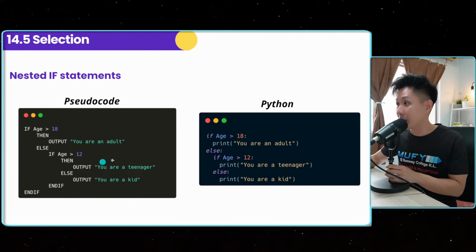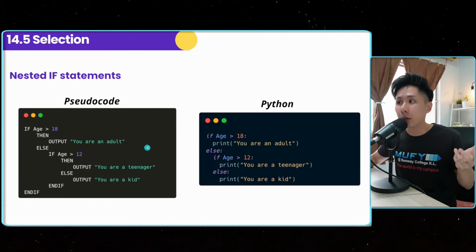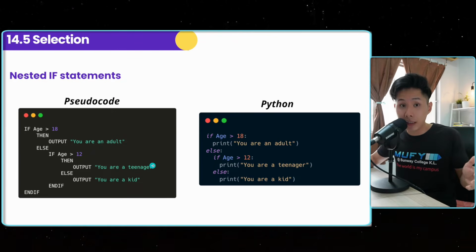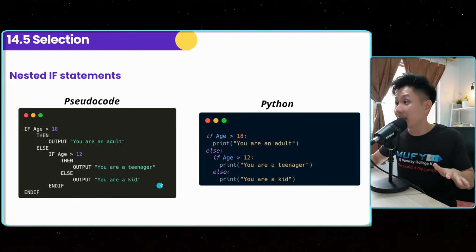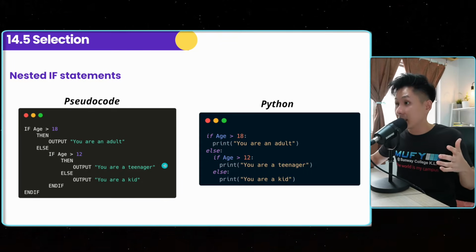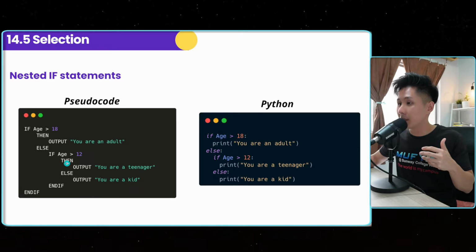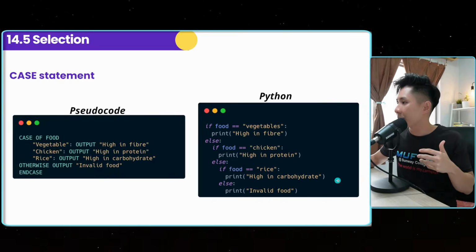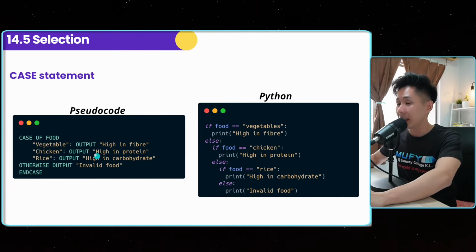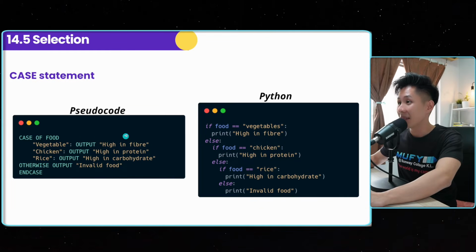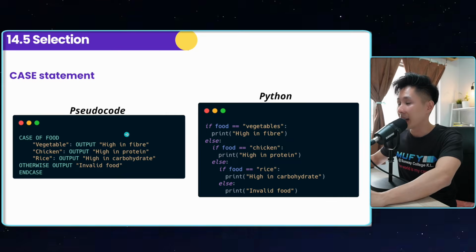And nested if statement. Nested if basically means that you put an if statement inside an if statement. It looks exactly the same as it is in pseudocode, just that you don't have the then keyword, and you have the elif keyword. So this is case statement, another way of writing a conditional.